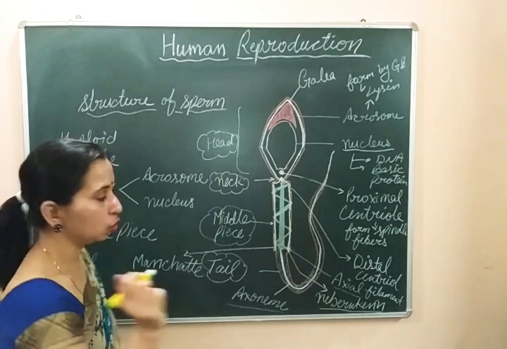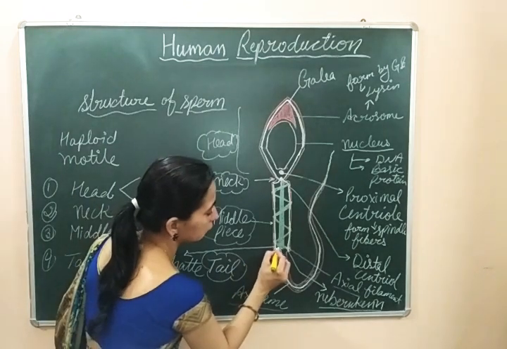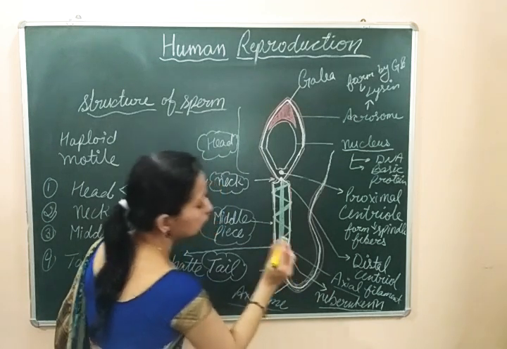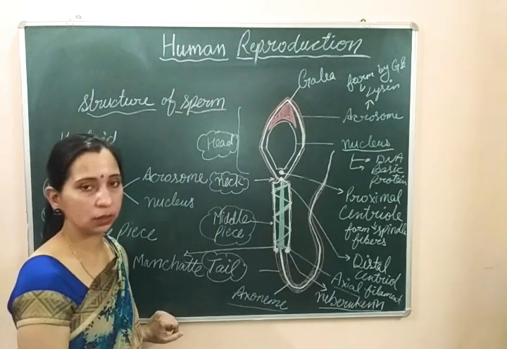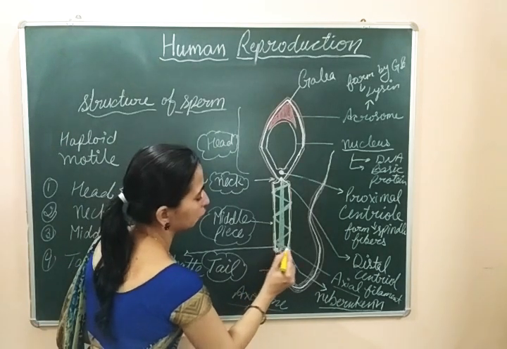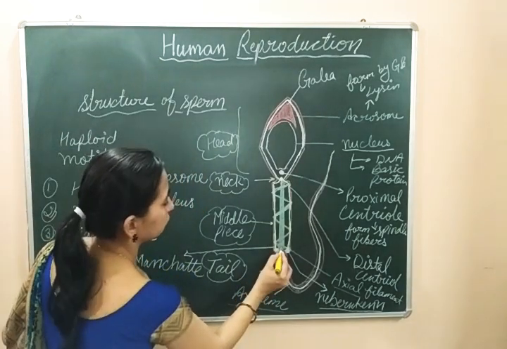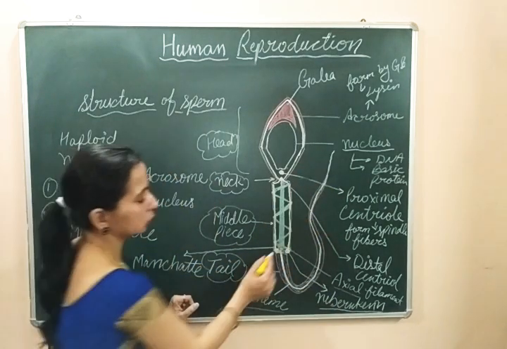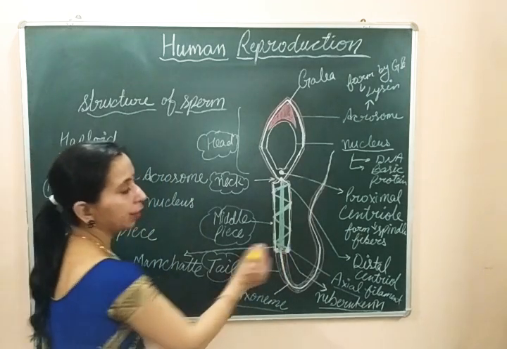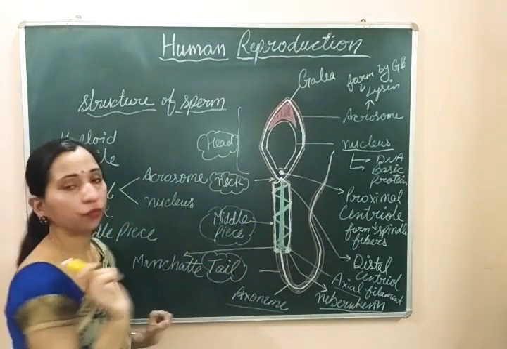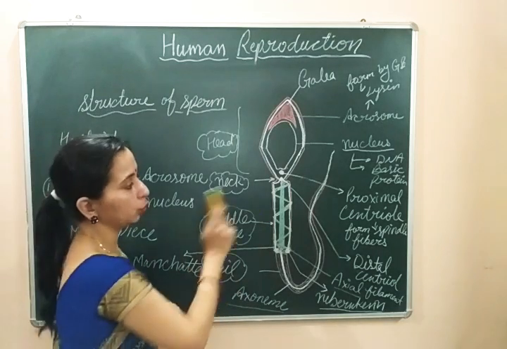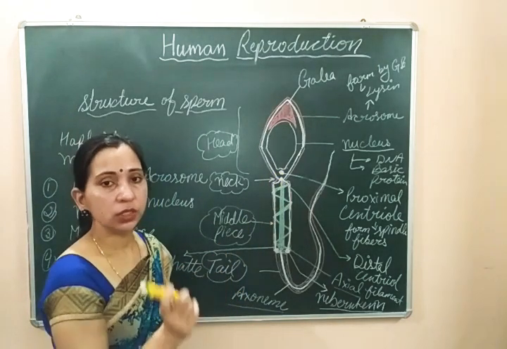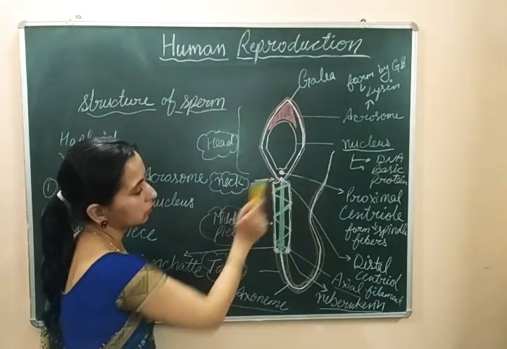At some places you will see one more centriole present here at the end of the middle piece region. यहाँ पे एक और centriole की आप presence देख सकते हो. This centriole is known as the ring centriole. तो यहाँ पे एक और ring centriole आपको दिखाई देगी. The first one is the proximal centriole, the second one is the distal centriole, and the third one, which is present here, is the ring centriole. These centrioles are formed from the centrosome. We already discussed that during the process of spermiogenesis, the centrosome forms the centrioles in the sperm and they are present in the neck region.